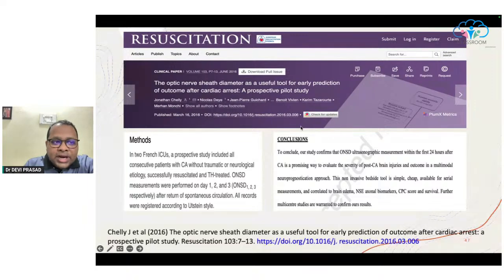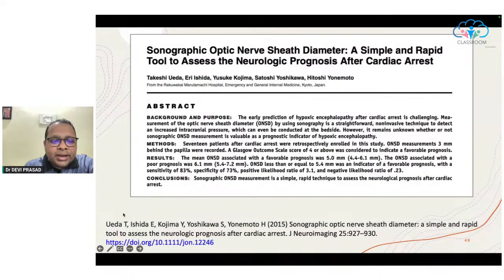And then in post-cardiac arrest patients, done by Yuda et al., there was a sonographic study in which they tried to assess the neurological prognosis after cardiac arrest, and the mean ONSD associated with favorable prognosis was somewhere around 5 millimeters, and poor prognosis was there when the reading went beyond 6.1. So they concluded that an optic nerve sheath diameter less than or equal to 5.4 millimeters was an indicator of a favorable prognosis, with a sensitivity of 83% and a specificity of 73%.